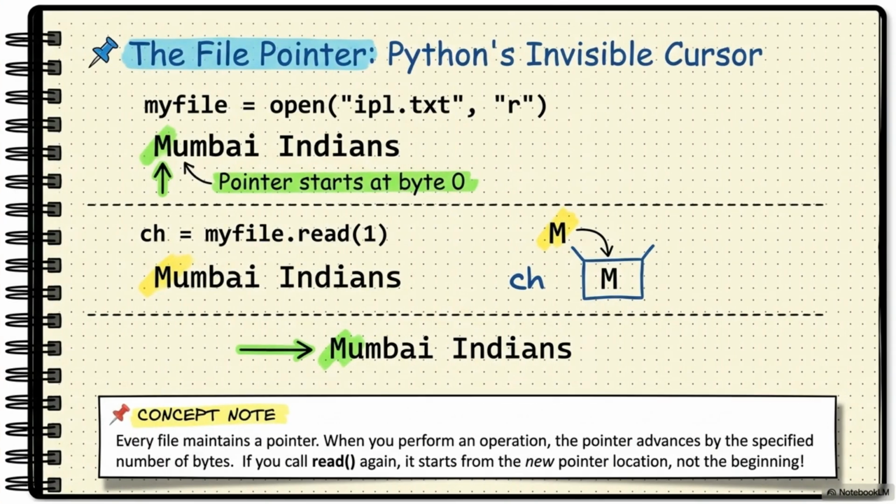Every file has an invisible cursor called a file pointer. It tracks your position as you perform operations. When you read a specific number of bytes, the pointer advances so subsequent operations start from that new location.